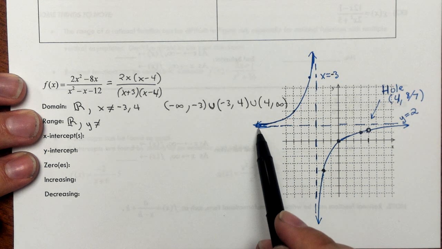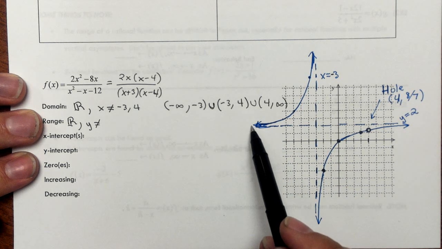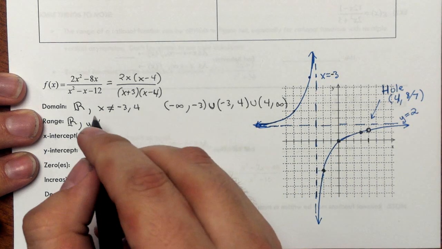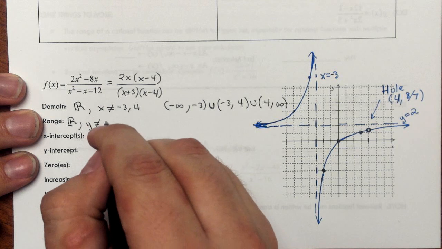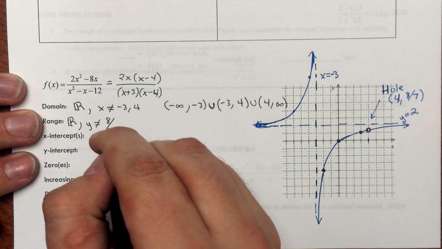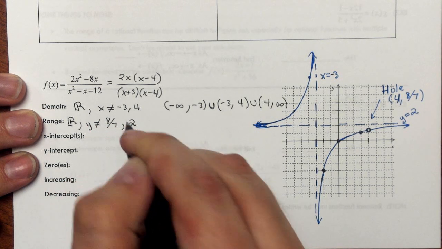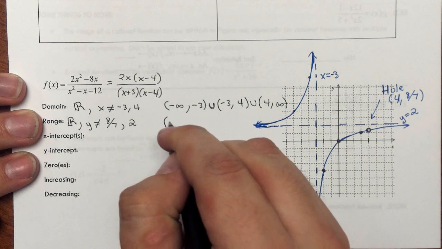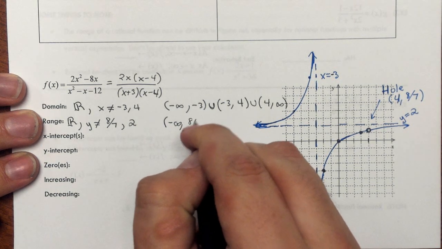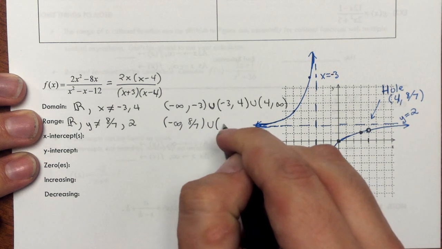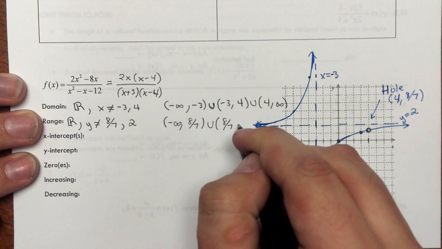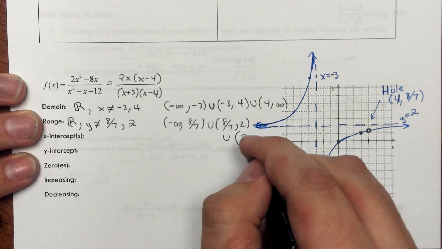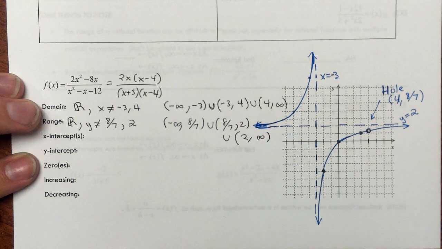The other y value I'm losing, I see that this curve gets close to this asymptote, but the idea is it doesn't actually touch it. So my range would be y does not equal 8/7 or 2. And again, I could write this in interval notation in a similar fashion: negative infinity to 8/7, union 8/7 to 2, union 2 to infinity.